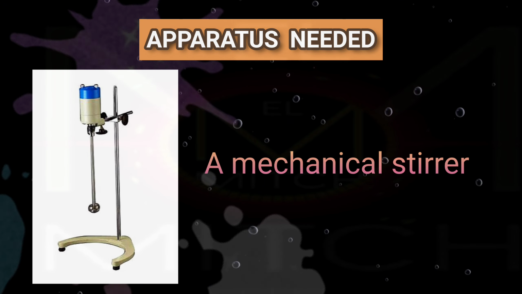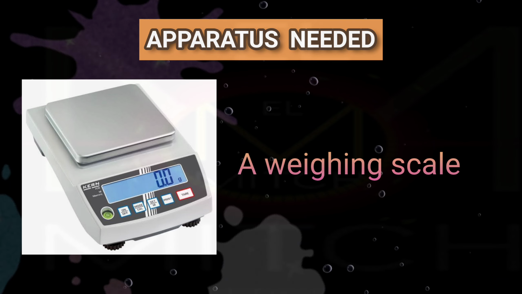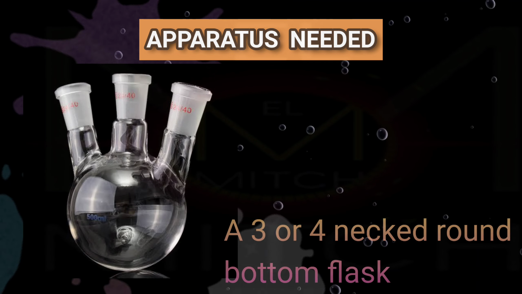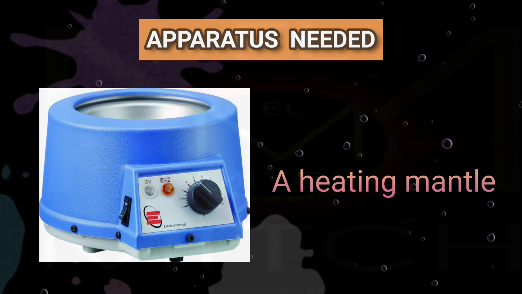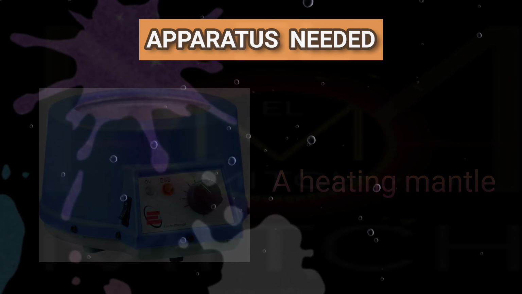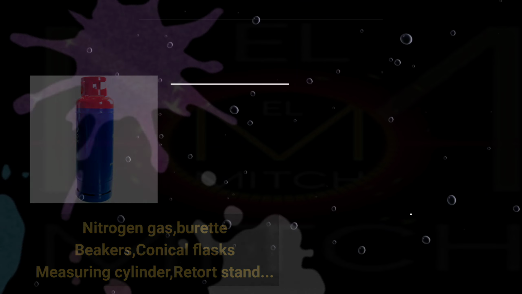So these are the apparatus we would be needing for the synthesis. We need a mechanical stirrer, a weighing balance, a 3 or 4 necked round bottom flask, a heating mantle, an inert gas, nitrogen, a thermometer, some beakers, a burette, a retort stand for titration, a filter funnel, and other apparatus that we might want to employ.